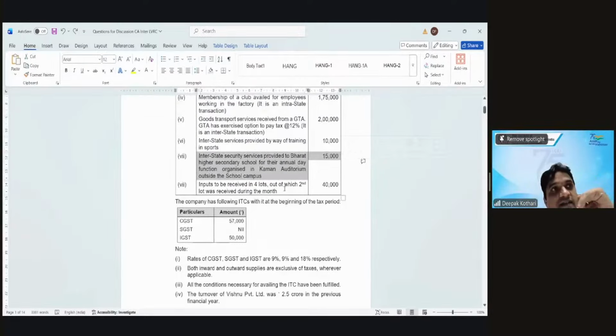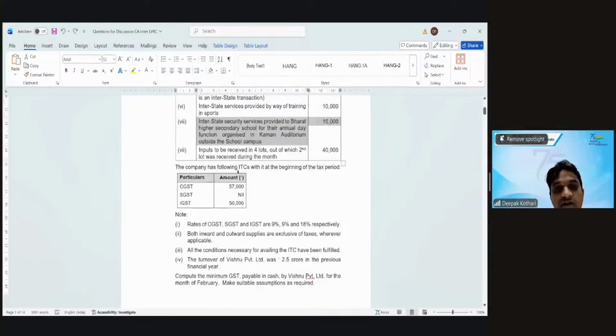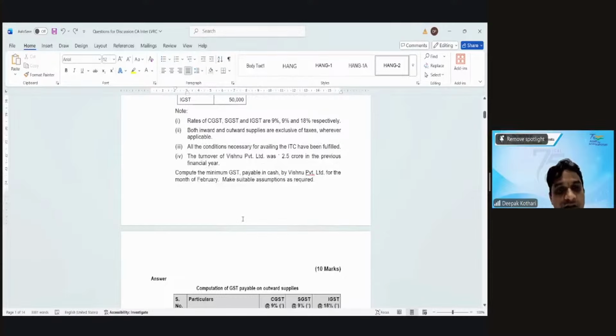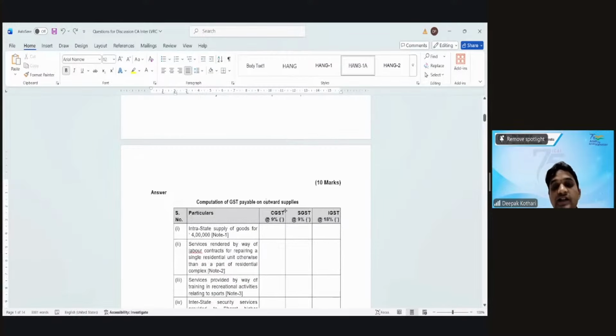Okay, so you have to analyze this and start working also, because if you keep analyzing like this in the exam, then by the time you work it out, you'll lose a lot of time. You should start working it out. Okay, so these are the facts. The company has the following ITC at the beginning of the tax period and rates of tax are these. So first we have to compute the GST payable on outward supply. They have combined everything, but we cannot make a combination. So we should have separate tables. One is for the GST payable on the outward supply, and the other is the ITC we will claim. So these two bifurcations we will have to do.